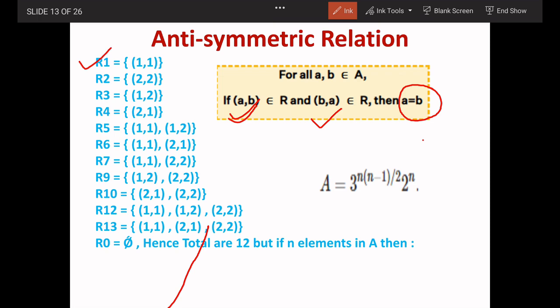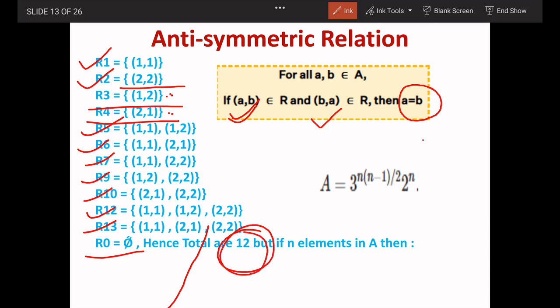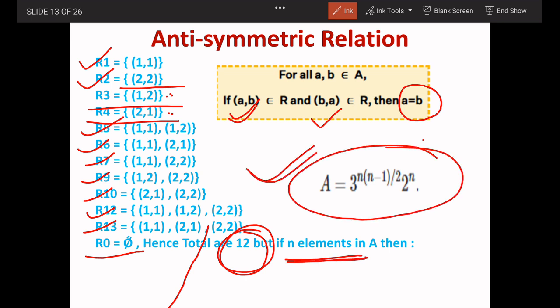So 1 is antisymmetric. You can see R2 is antisymmetric. Why? Because 1, 2 is there but 2, 1 is not here. 2, 1 is here but 1, 2 is not here. So R5 is antisymmetric. Similarly, R6, R9, R10, R12, R13 are also antisymmetric. So the total number of antisymmetric relations is 12, and if there are n elements, then the formula is this. This is asked in NPTEL and GATE exams.